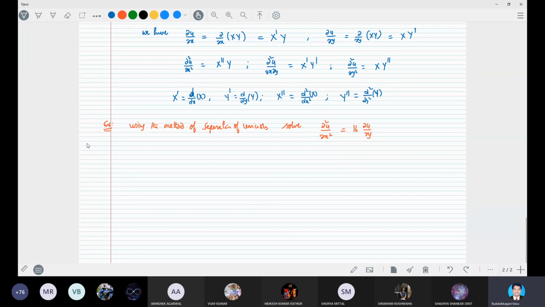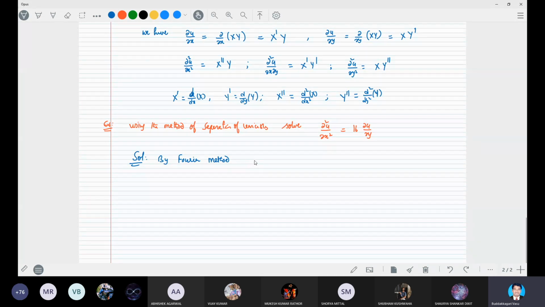We can obtain it by the method of separation of variables, or by the Fourier method. Why Fourier method? Because we are using the Fourier series. I will tell you where the Fourier series is to be implemented.